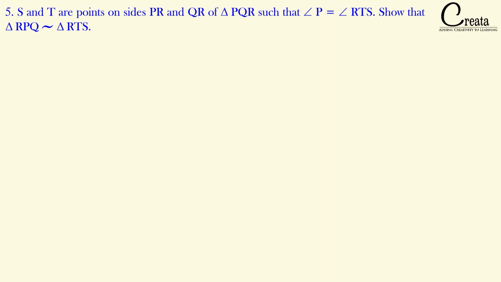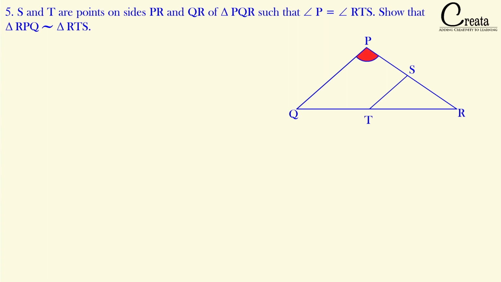Let's approach the question. Here let's take the triangle PQR. We are having the point S on the side PR and having the point T on QR. Further, it is also given angle P is equal to angle RTS. These two angles are given as equal to each other and we have to show the triangle RPQ is similar to triangle RTS. Let's take out the triangle RTS from the given figure for easy clarity and for easy visualization.